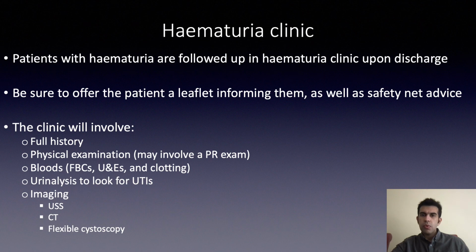Typically, this clinic will involve a full history being taken, a physical examination, which may involve a rectal exam, FBCs, urinary, and clotting being taken to see where the patient is, urine analysis in order to look for any UTIs that might be the cause, any persistent UTIs, and maybe some imaging modalities such as ultrasound, CT, or flexible cystoscopy to have a better look.